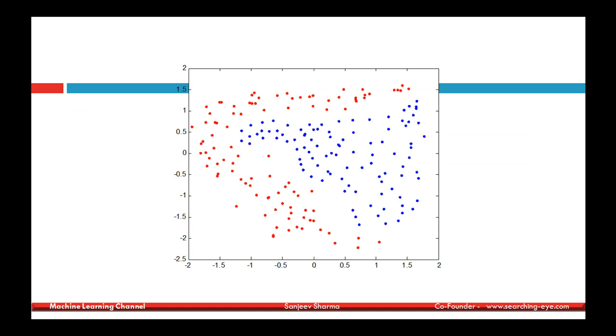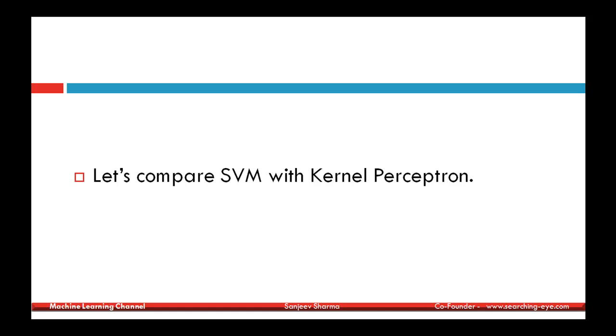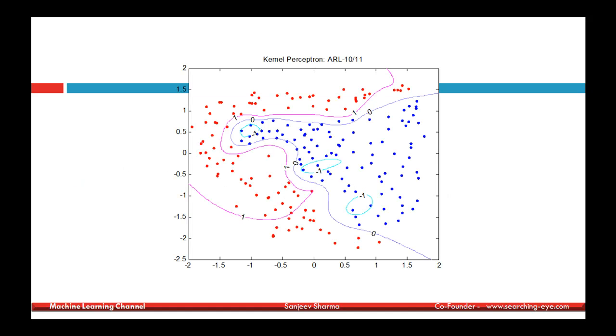So here is a non-linearly separable dataset which has non-overlapping classes, and we will compare the results of SVM and the kernel perceptron. I have discussed the kernel perceptron in lecture 11, and you can go back to the kernel perceptron lecture and download its code. So here's the solution for the kernel perceptron learning algorithm. Use the Gaussian kernel, and as we can see, 2 points are misclassified in the blue class.